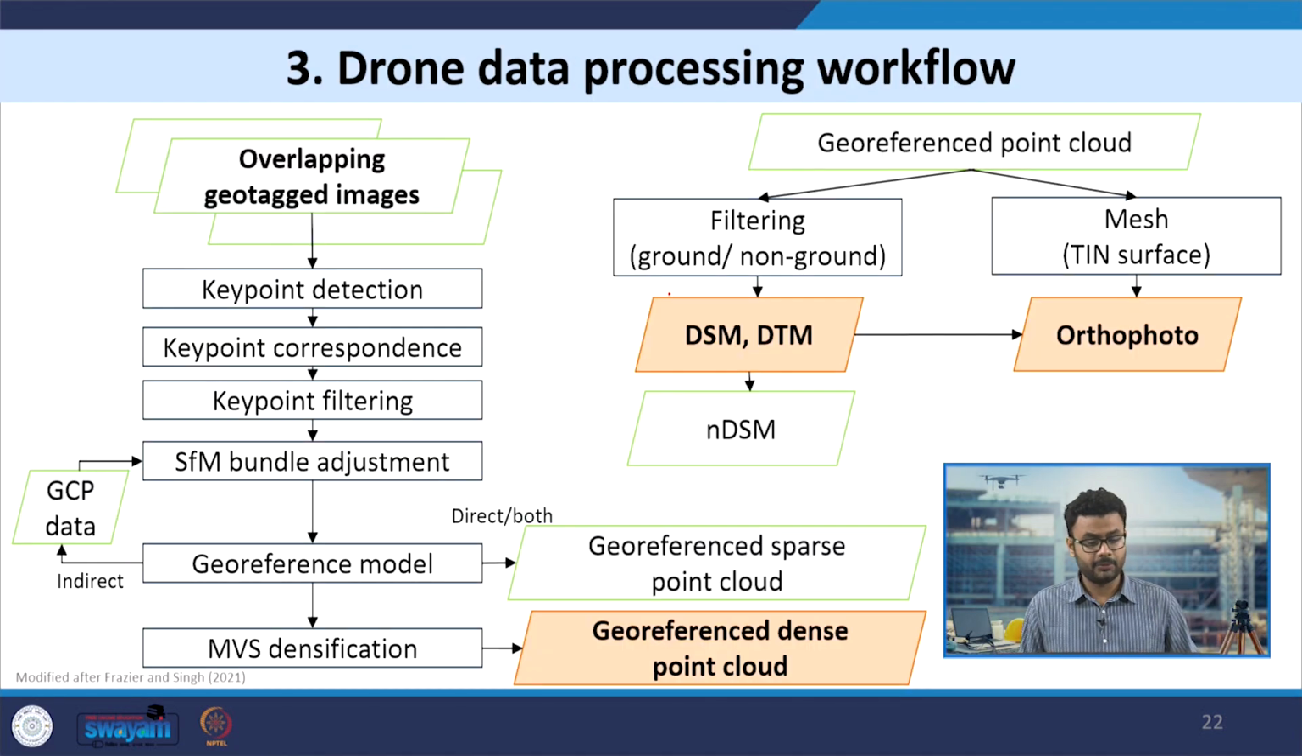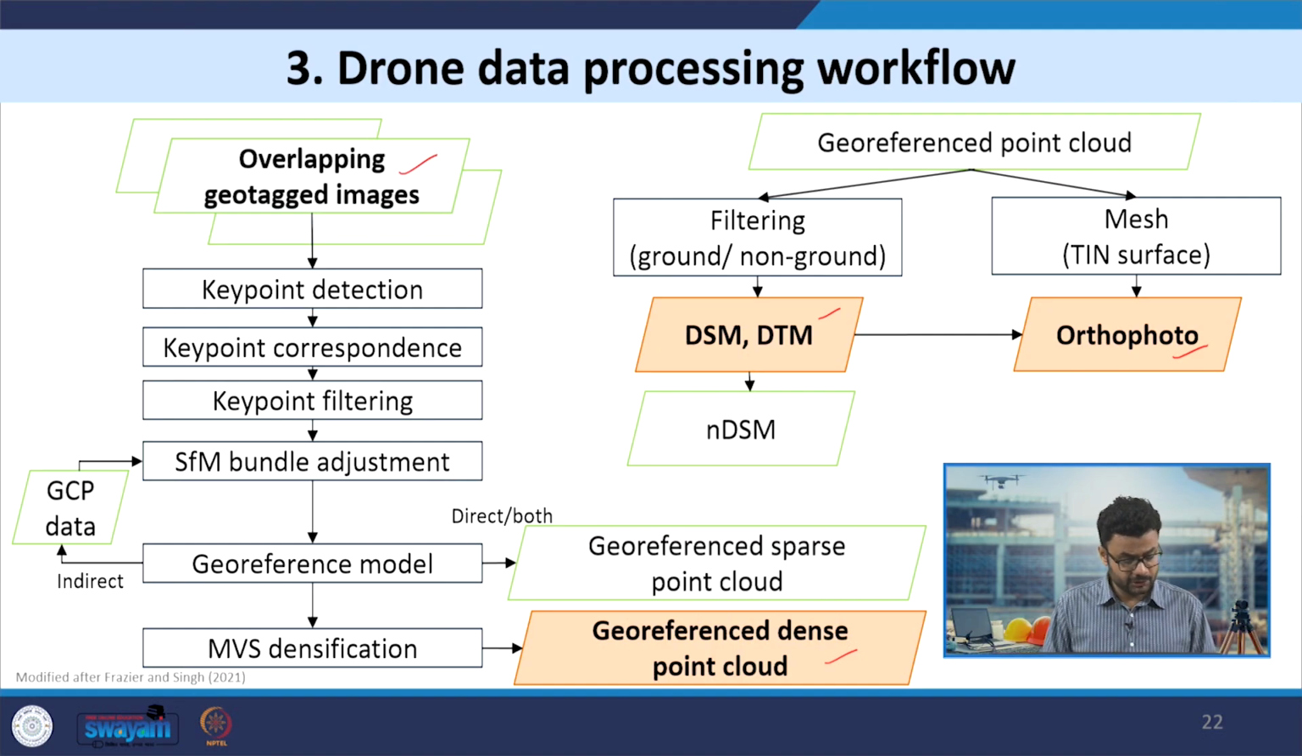So in the final step, we will talk about how we can go from geotagged overlapping images to a georeferenced dense point cloud, and from the georeferenced dense point cloud, how we can go from DSM to orthophoto. Such software will take overlapping geotagged images as input. First of all they will perform detection of key points, then they will match corresponding key points in overlapping photographs, filter out not so good key points, and then do the relative orientation of these images.